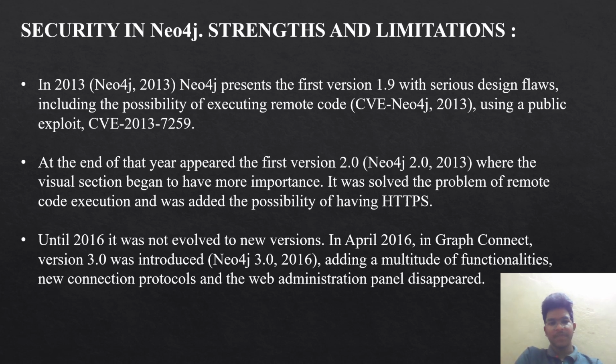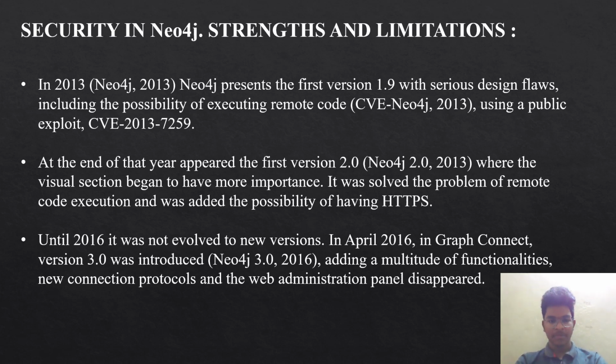Security in Neo4j, strengths and limitations. In 2013, Neo4j presented the first version 1.9 with serious design flaws, including the possibility of executing remote code on Neo4j using a public exploit, CVE-2013-7259. At the end of that year appeared the first version 2.0, where the visual section began to have more importance. It solved the problem of remote code execution and added the possibility of having HTTPS.